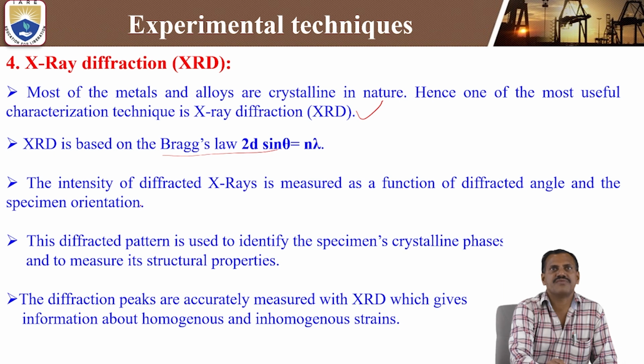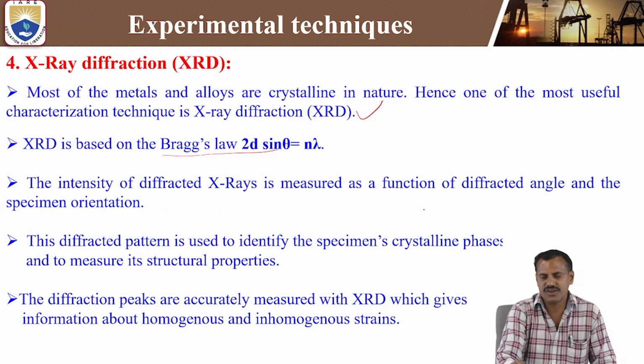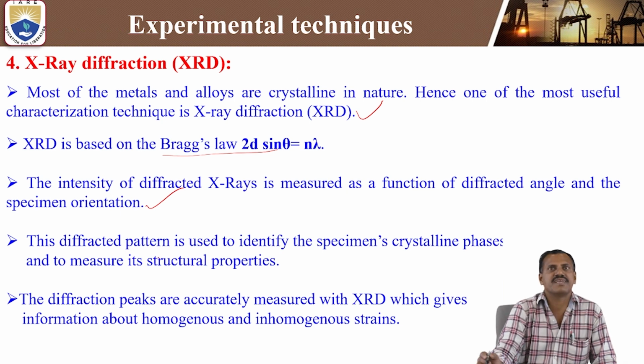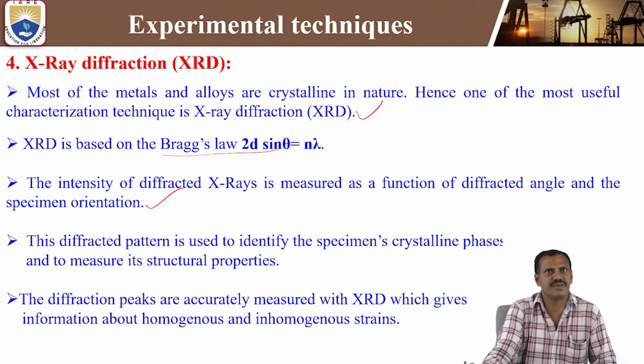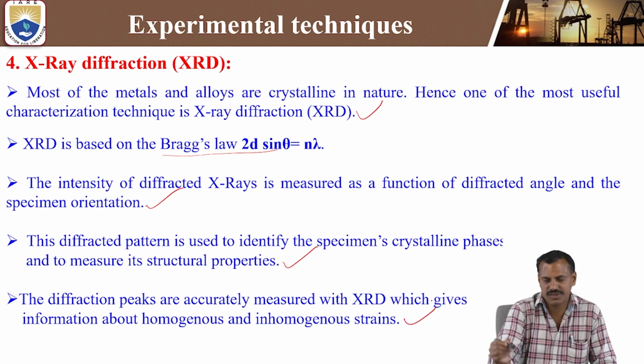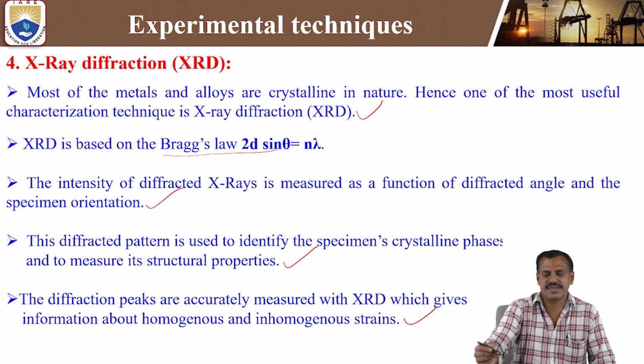The intensity of the diffracted X-rays is measured as a function of the diffracted angle and the specimen orientation. This diffraction pattern is used to identify the specimen's crystalline phase and to measure its structural properties. We can measure structural properties by using XRD. The diffraction peaks are accurately measured with XRD, which gives information about homogeneous and inhomogeneous strains. We can get this information by analyzing the XRD spectrum.